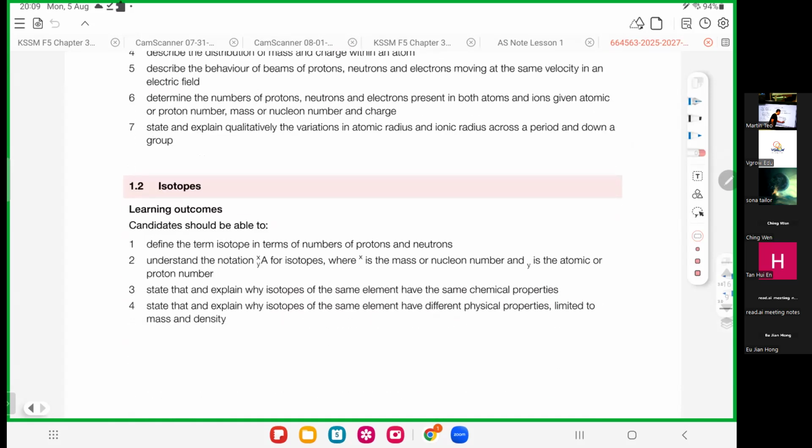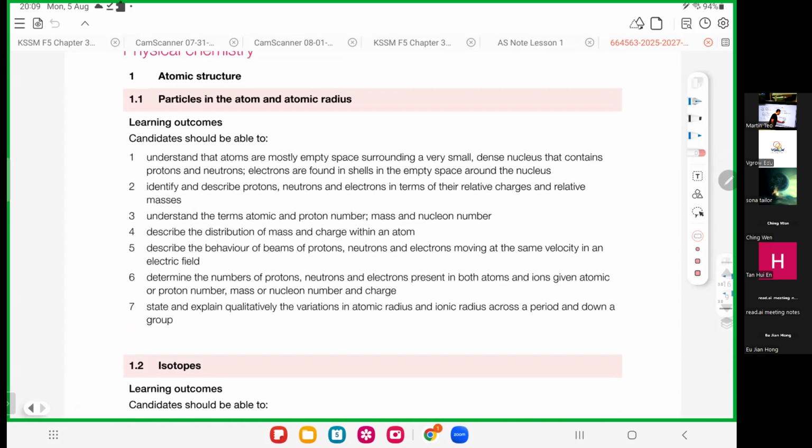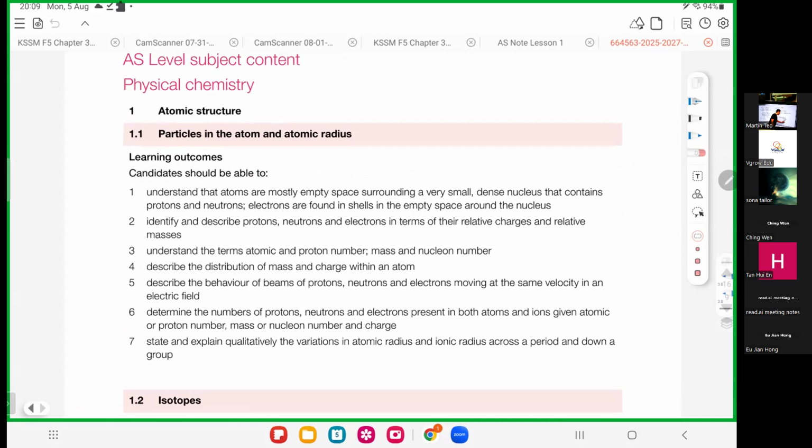All right, so we will start. Today's lesson will be relatively easy in the first part, because most of the things in the first part, we have learned before.